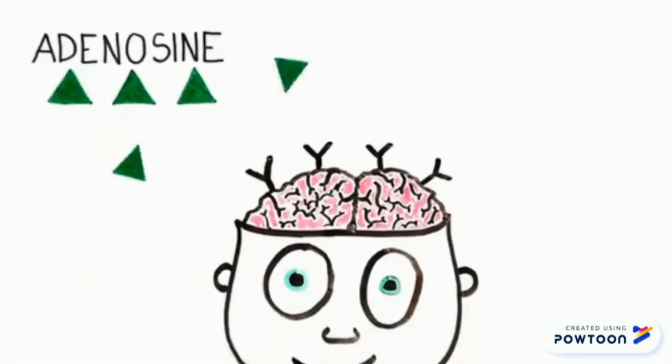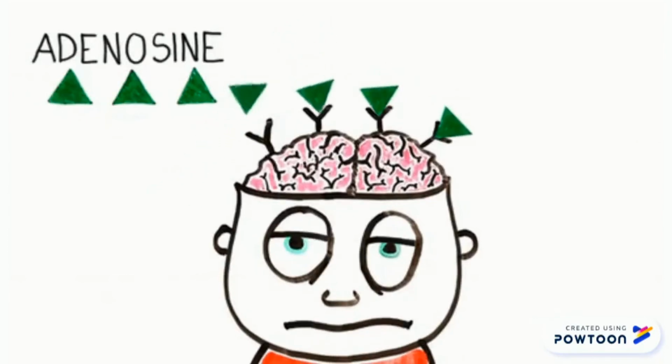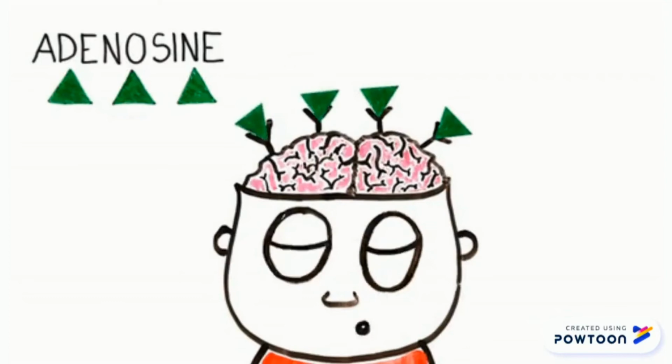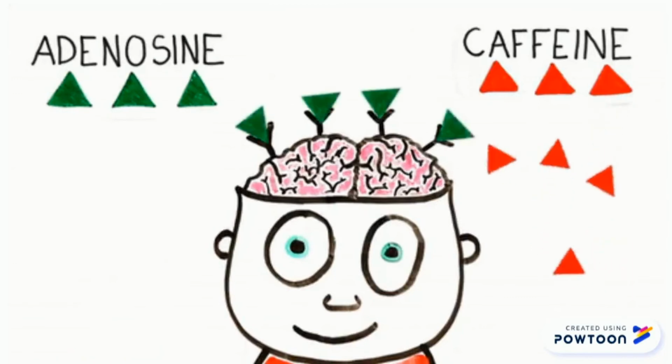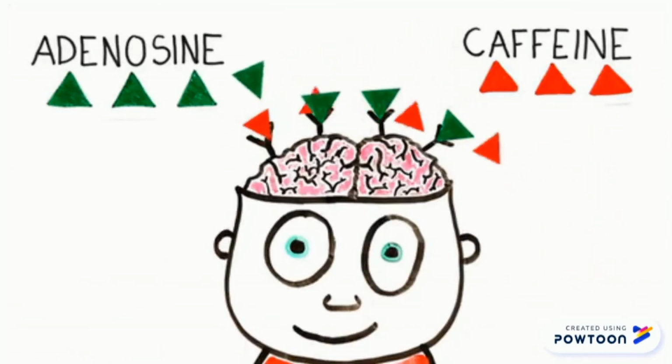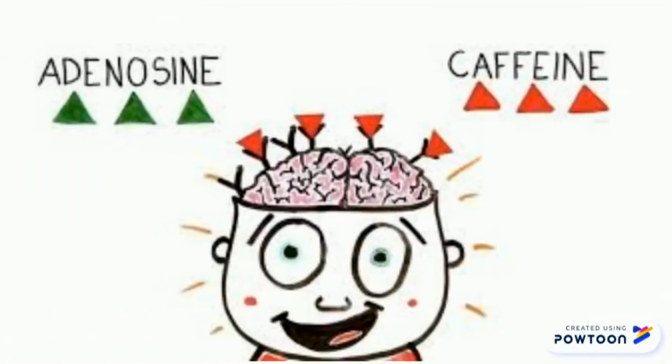Adenosine is a compound that binds to adenosine receptors, which makes you feel sleepy by slowing down the nerve cell activity. But due to the similarity, caffeine can bind to adenosine receptors and therefore not only block adenosine's ability to slow down nerve activity, it also increases nerve activity by leaving us stimulated and more alert.